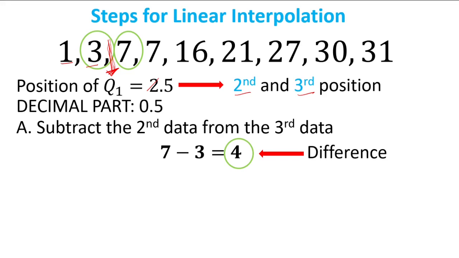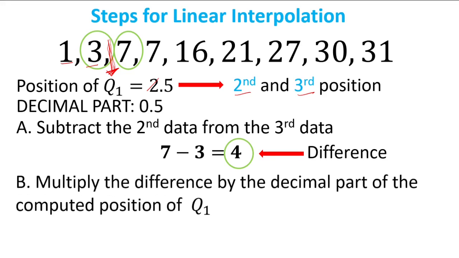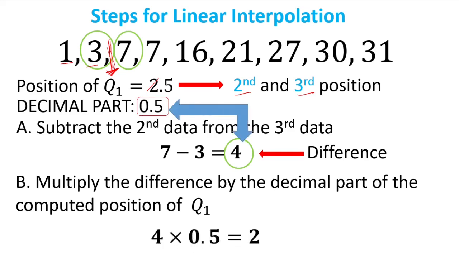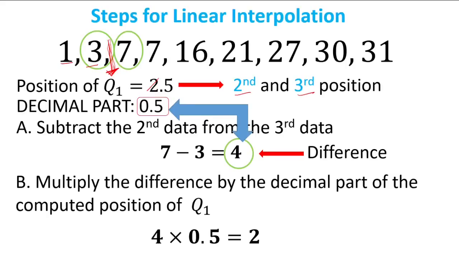Okay? In which that difference will be used in second step, which is multiply the difference by the decimal part of the computed position of the first quartile. Remember that this is the decimal part of the position of the first quartile. And you have to multiply it with 4. That means 4 times 0.5 or 0.5 times 4. And 4 times 0.5 is equal to 2. Okay? That is equal to 2.